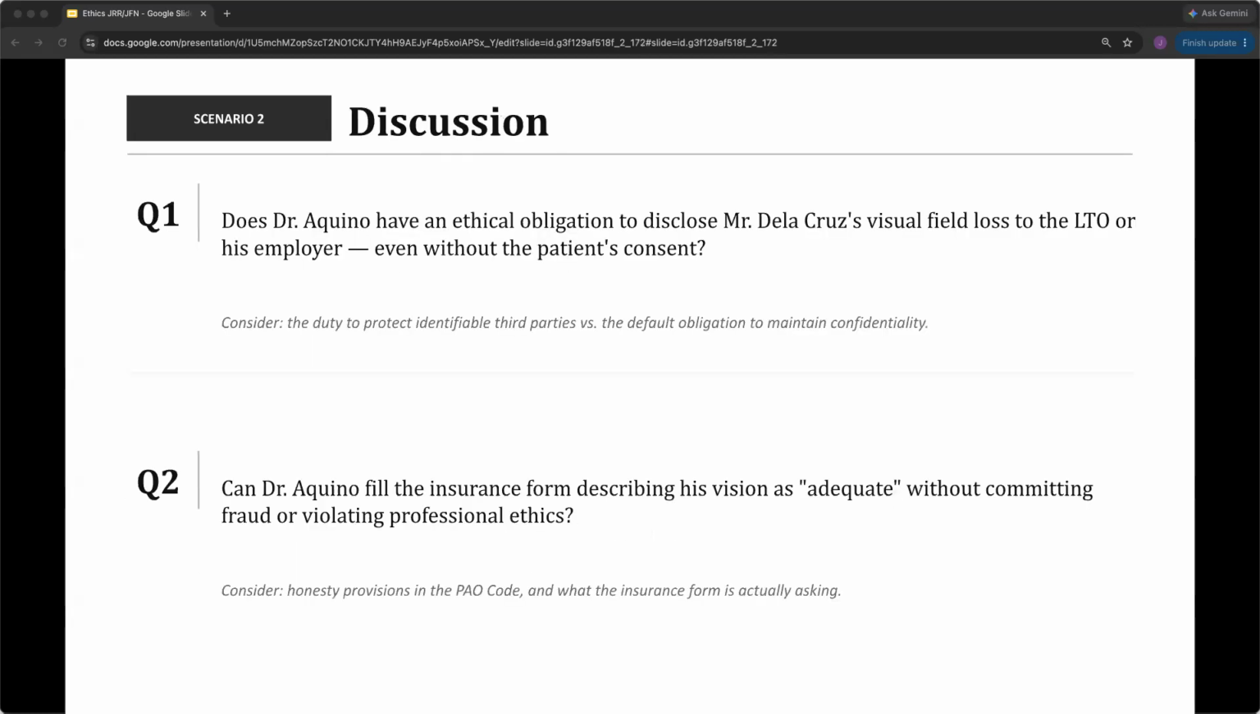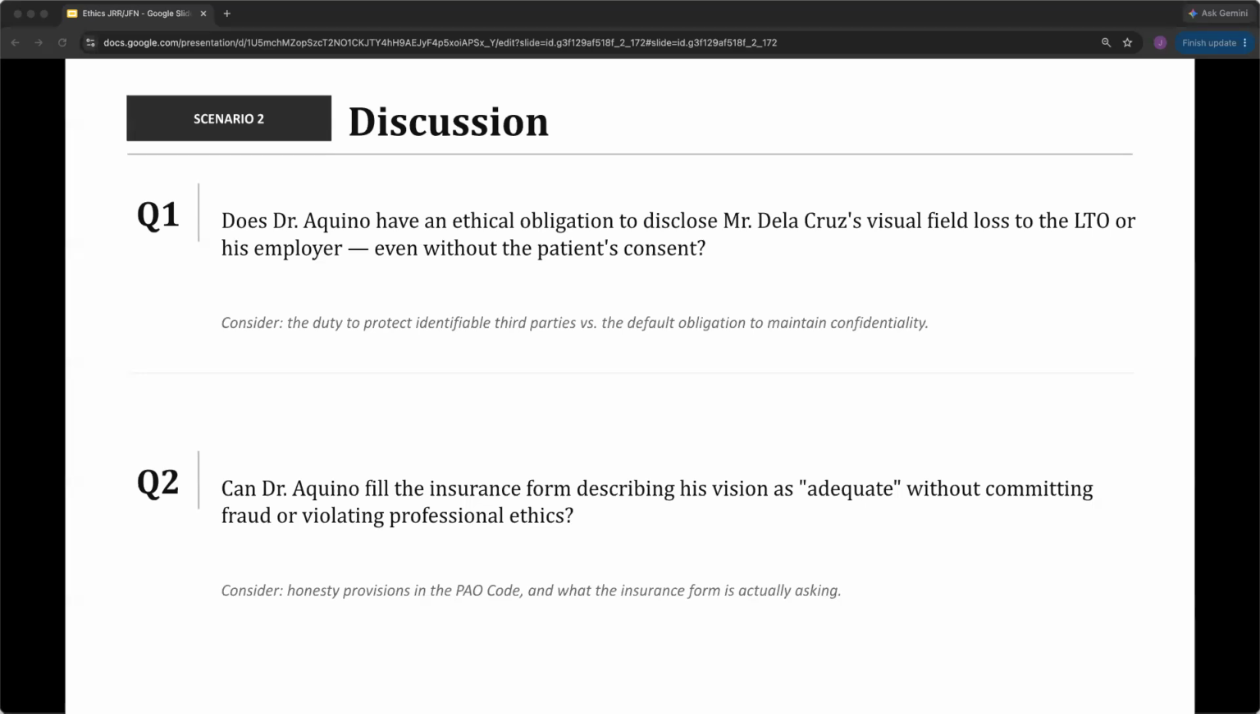So let's again discuss the case. We consider two questions. First, does the doctor have an ethical obligation to disclose Mr. De La Cruz's visual field loss to the LTO or his employer, even without his consent? On one hand, the physicians have a duty to maintain patient confidentiality. On the other, there may be concerns about the safety of passengers, pedestrians, and other road users if a driver has a condition that significantly impairs visual function. Where should the balance be drawn between patient confidentiality and the protection of others from foreseeable harm?